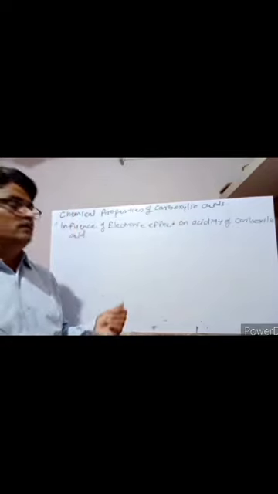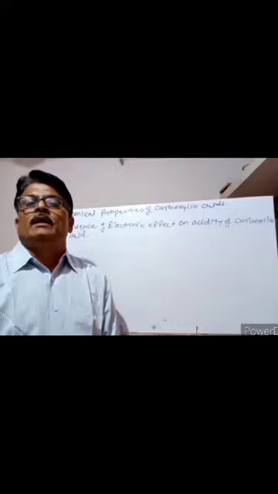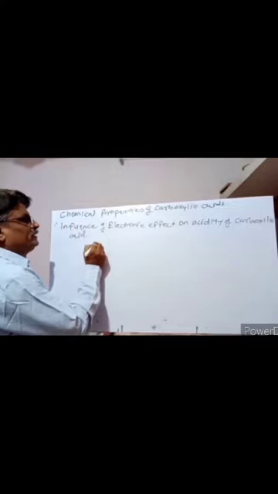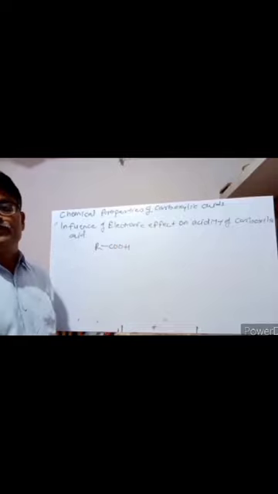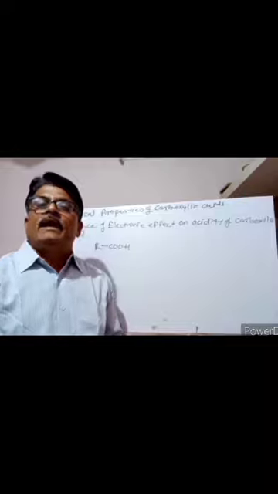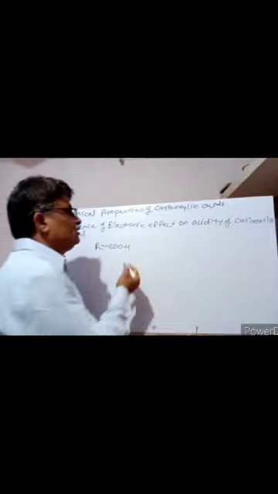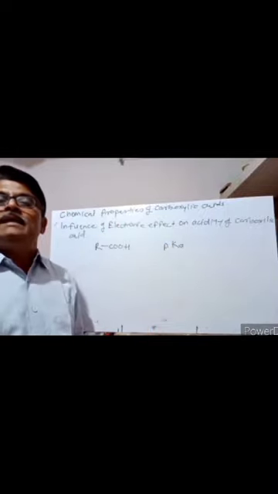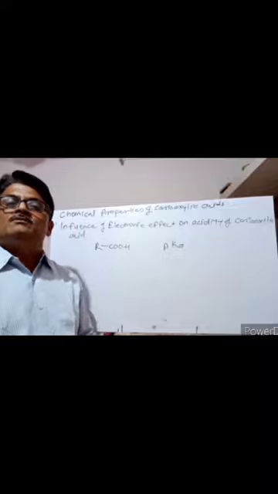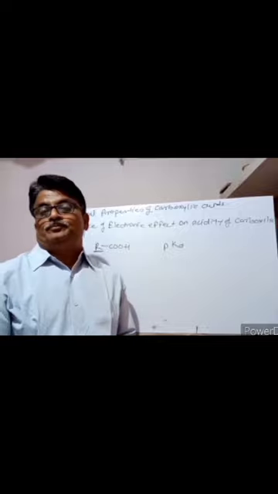Then we see the influence of electronic effect on acidity of carboxylic acid. As we say, the carboxylic acid will be represented like this, RCOOH. Do all carboxylic acids have the same pKa value, or do they not have the same pKa values? The pKa values of the carboxylic acid depend upon the nature of R.